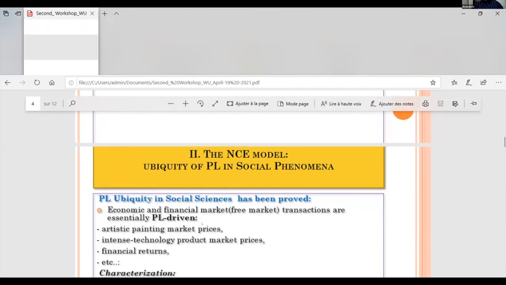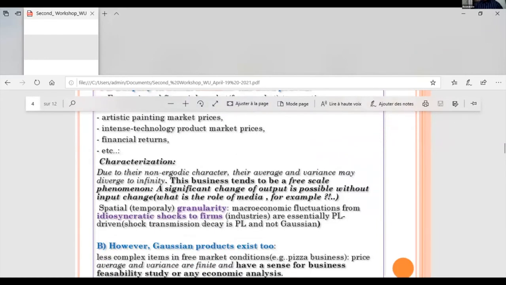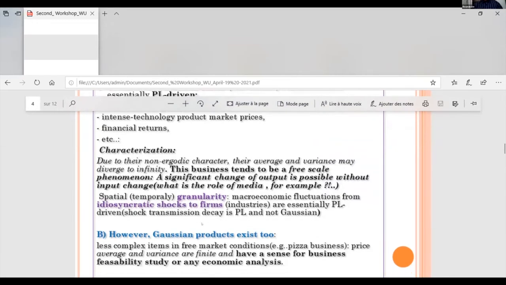To be very short. What is the characterization of the power law related economic phenomena? This business, for example, the business about which I told, tend to be a free scale phenomena, meaning that a significant change of output is possible without input change. For example, to media, marketing, and you observe also spatial or temporal granularity, meaning that macroeconomic fluctuations from idiosyncratic shocks to firms are essentially power-law driven.